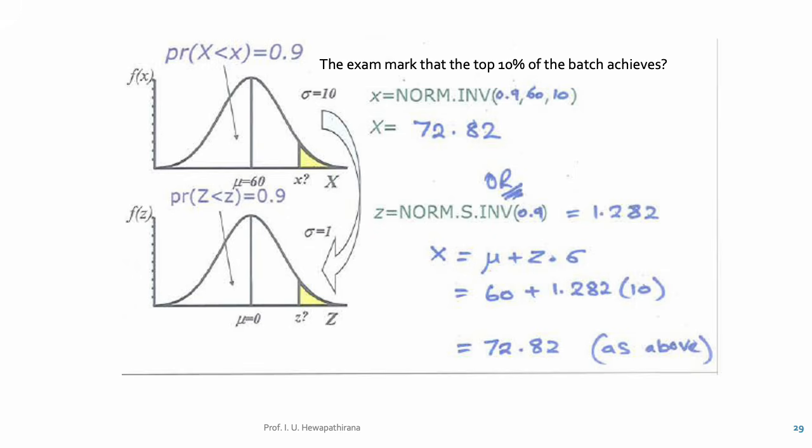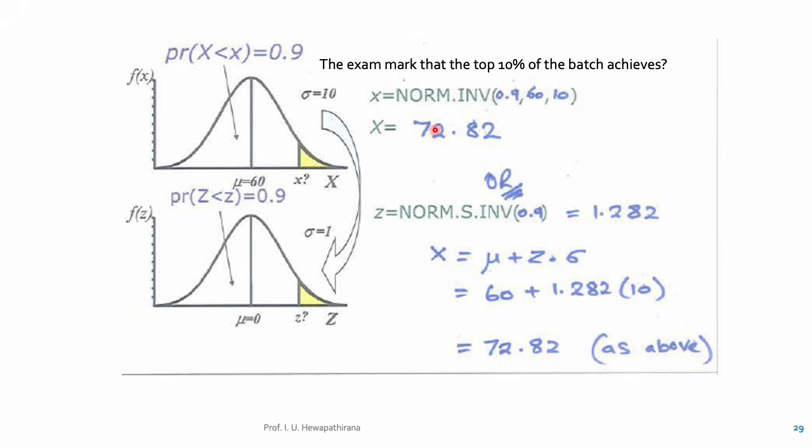In the first question, what is being asked is the exam mark that the top 10% of the batch achieves. So this is the probability density curve. What is the mark that the top 10% achieve? So here the area is 10% or 0.1. To the left of the tail is 0.9. Basically, what is the value of x so that the probability that capital X is less than small x is 0.9.